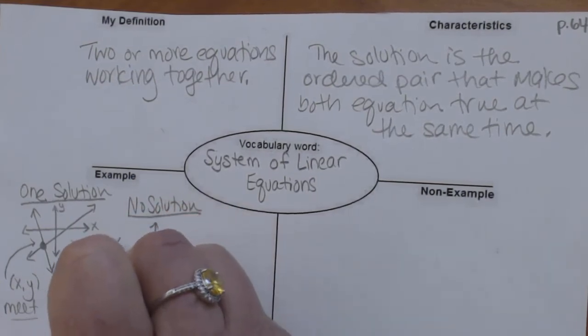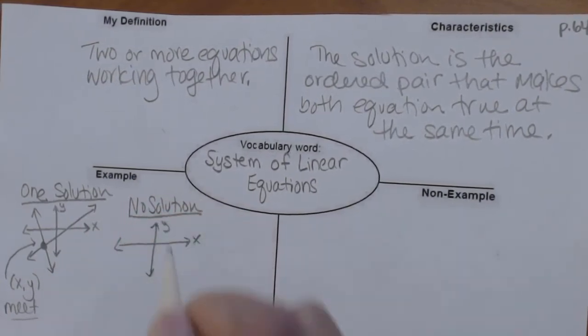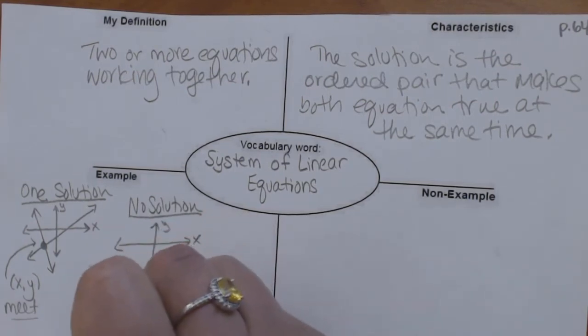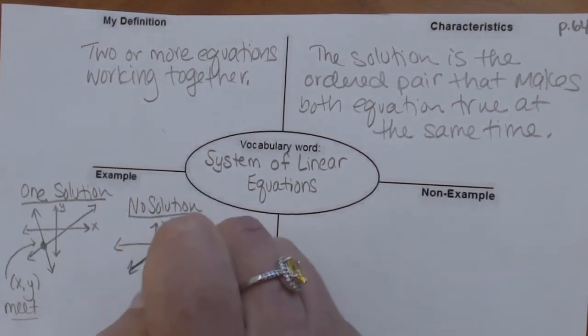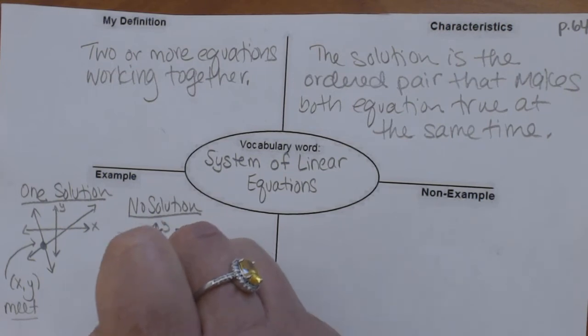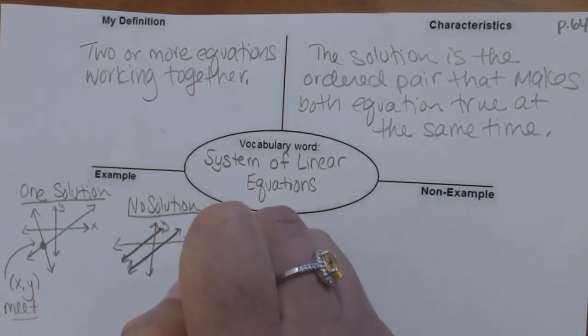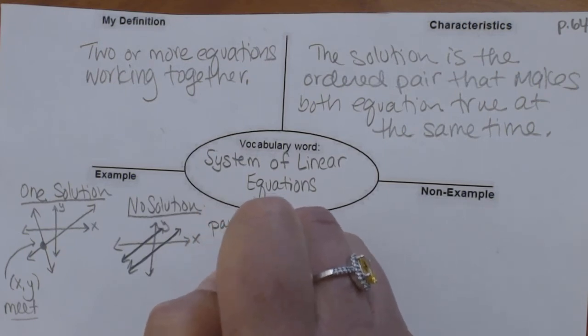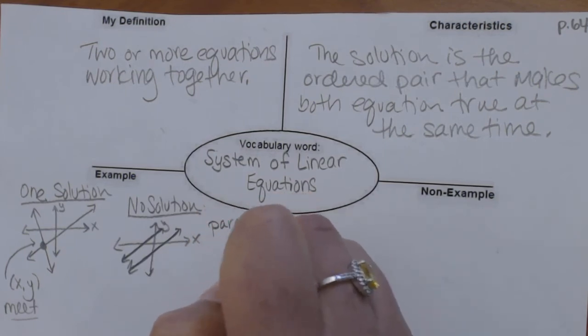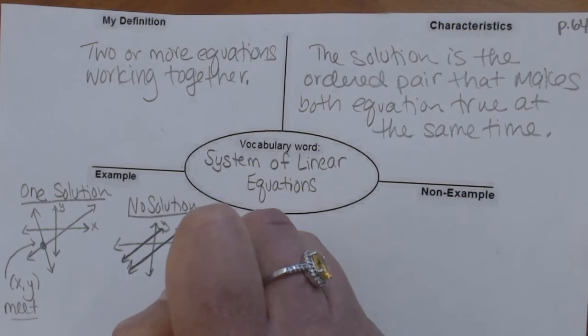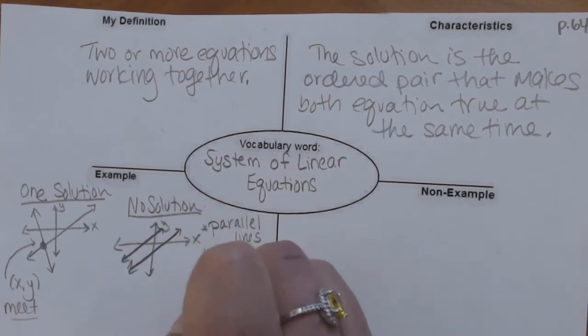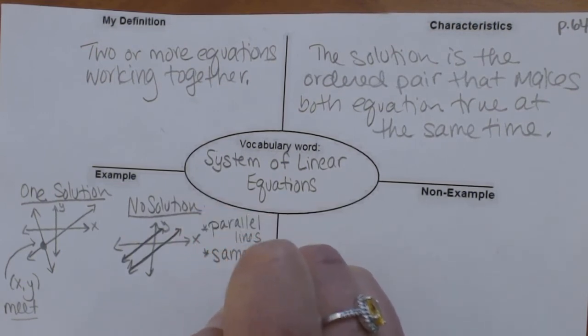Another type of solution that we have is no solution. Again, I'm going to make a picture. Here's xy. I'm going to draw in two lines, with arrows, and show that these two lines are parallel. So no solution because we have parallel lines. And one thing to know about parallel lines is that they have the same slope.